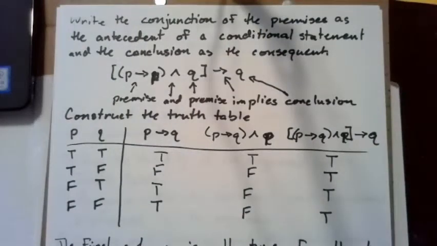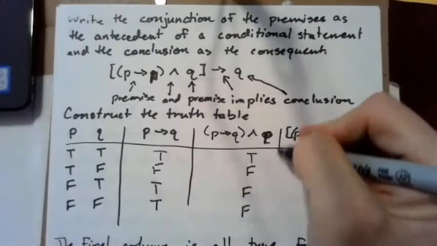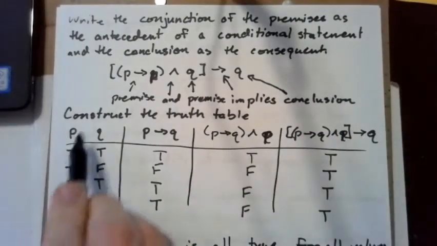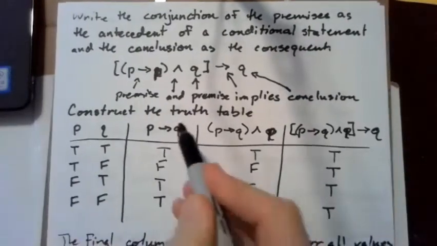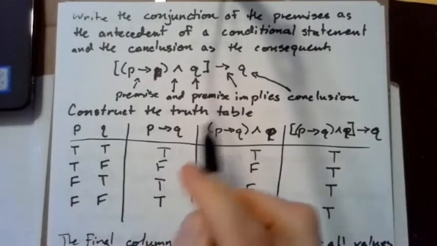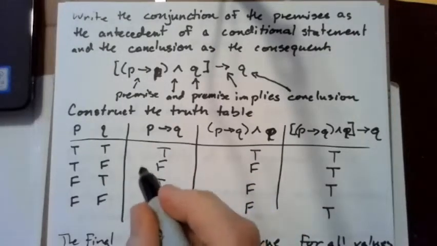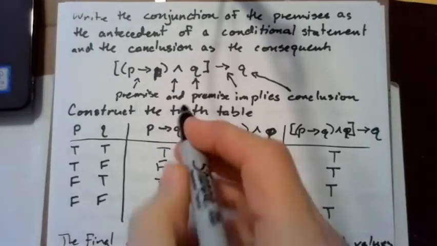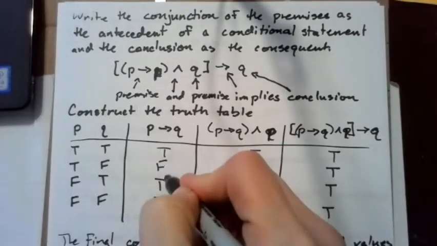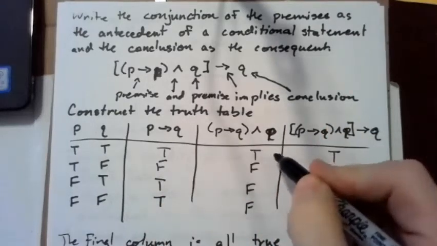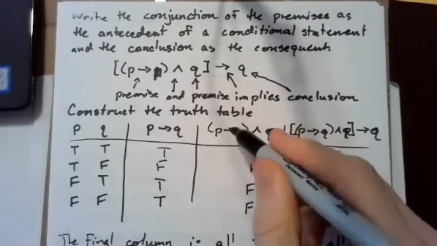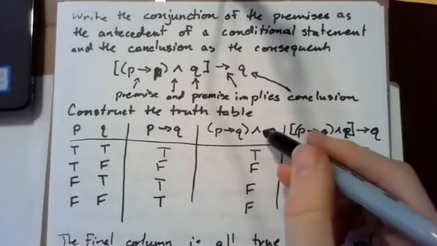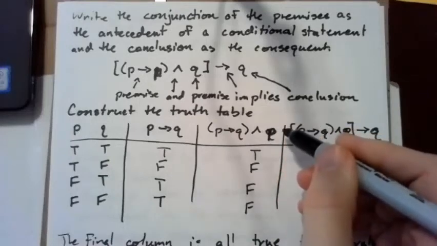Okay, so now we construct a truth table. Here are my P's and Q's, and I know in all cases except when P is true and Q is false, P implies Q is true. So true, false, true, true. Then P implies Q and P.